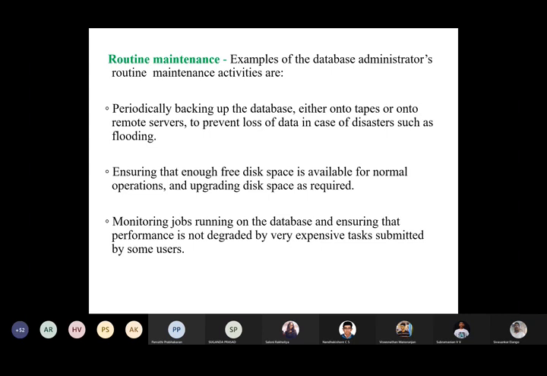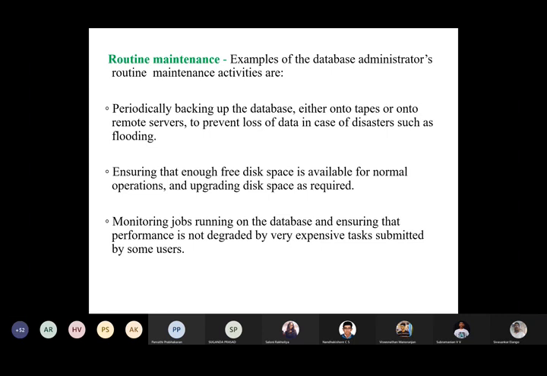Ensuring that enough free disk space is available for normal operations, and upgrading the disk space whenever required, right? If some space is available, it should be equally partitioned among the different users, ensuring that enough disk space is available for every user to carry out his normal job.